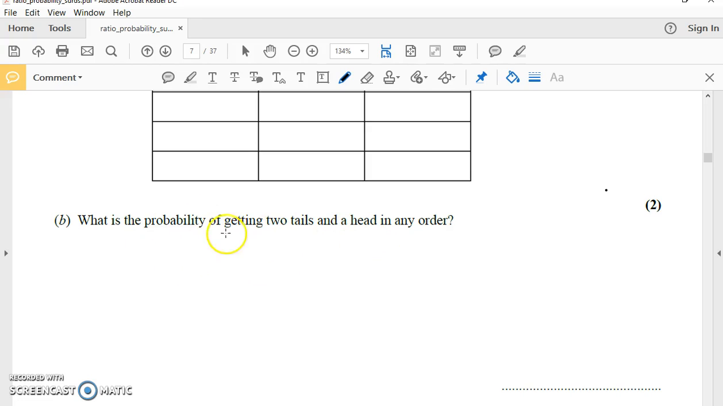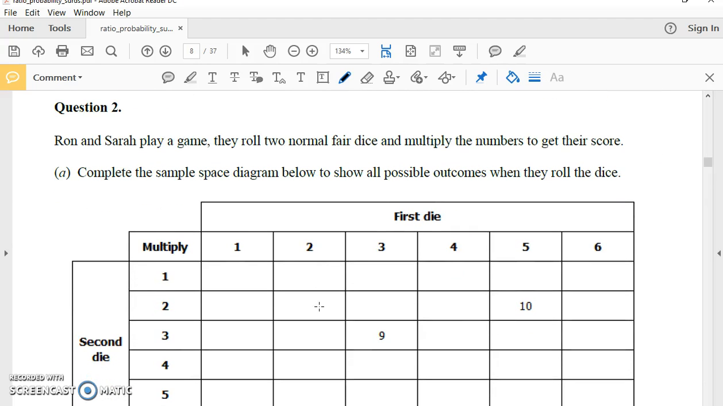Then you're going to use that table to figure out how many possibilities have two tails and a head in any order. Okay, so I'm not going to go through that.